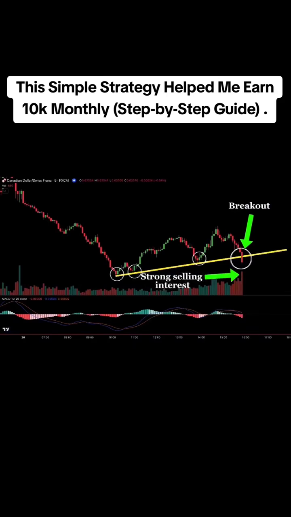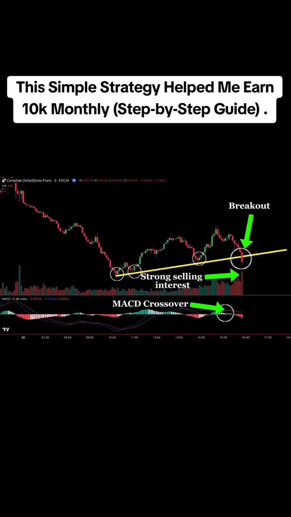As you can see, selling volume increased significantly, especially at the breakout. This tells us that more sellers are entering the market, adding strength to the breakout. Next, look at the MACD indicator. The bearish MACD crossover confirms that the market is likely to go down.